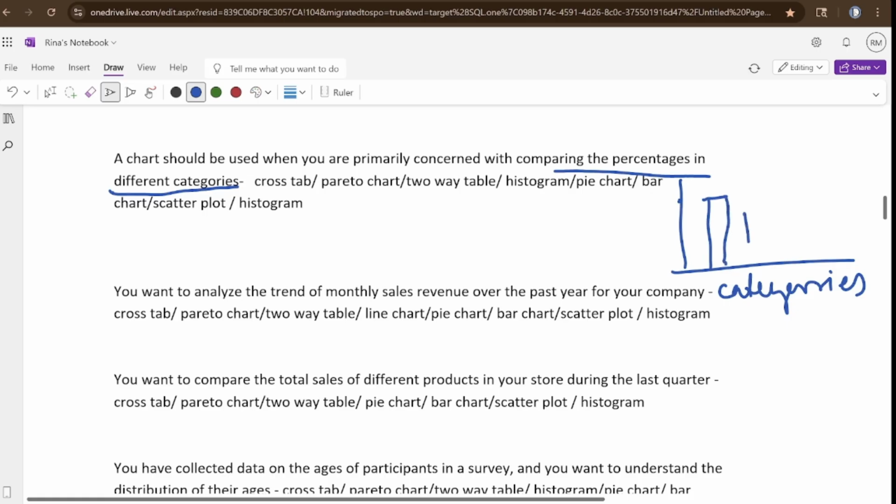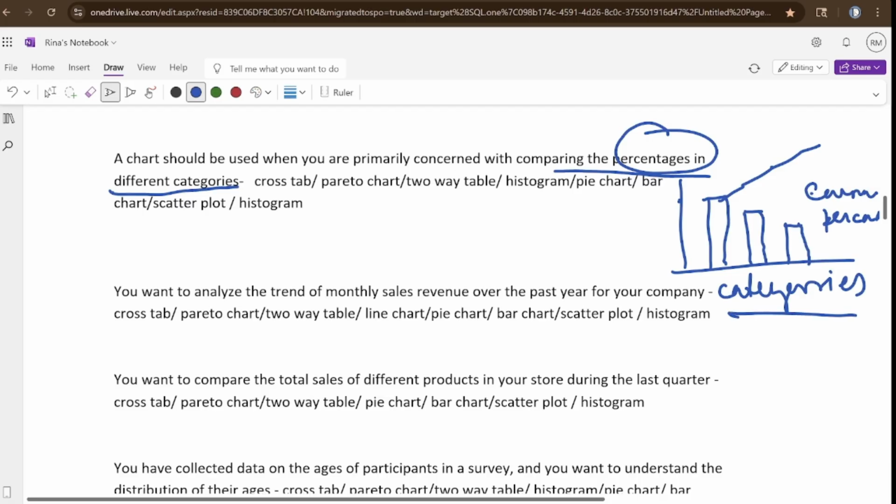So in last class, if you remember, I told you that in Pareto chart, we plot bars in descending manner, and after sorting the data, we plot them and then we also draw a line for calculating cumulative percentage. Okay, so you have to compare the percentage of different categories. So the best one is Pareto chart.